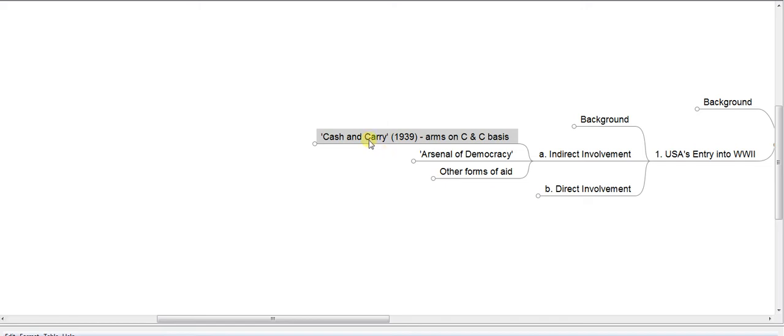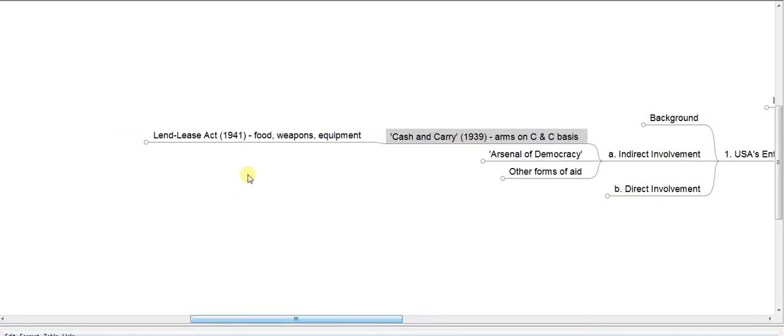But as the war became more intensive, and as the Americans saw that the Germans, the fascists, were gaining the advantage in Europe, they revised this cash and carry policy to become the Lend-Lease Act. So cash and carry changed to Lend-Lease about 2 years later in 1941. Essentially, what Lend-Lease did was to provide food, weapons and equipment to countries like Britain and later on to the USSR as well.